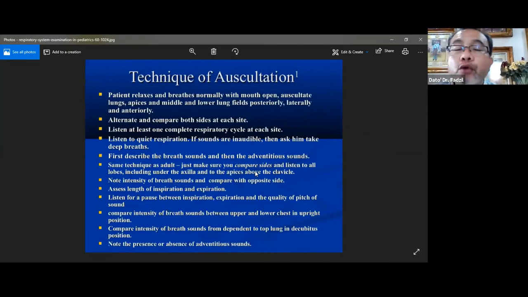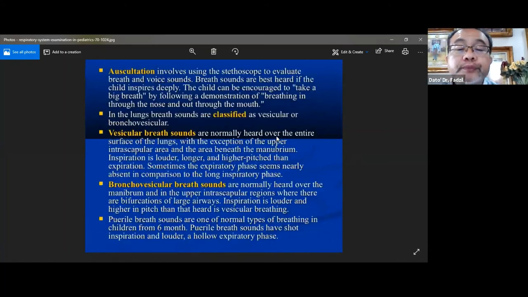You must recognize what is normal breath sound during auscultation. First, vesicular breath sound. Usually it is heard over the entire surface of your lung, where air moves inside your alveoli. There is air going into your alveoli and moving. That is your vesicular breath sound.